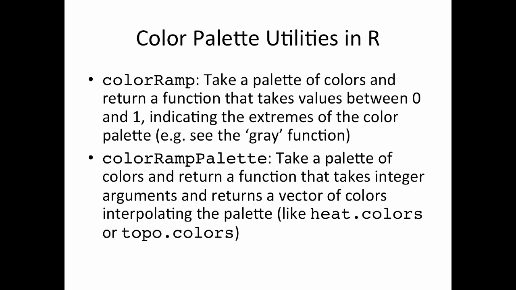The colorRampPalette is a very similar type of function. It takes a palette of colors, and what it does is it returns another function that, rather than taking a value between 0 and 1, takes an integer argument and will return a vector of colors interpolating that palette. So this is similar to the heat.colors function or the topo.colors function.